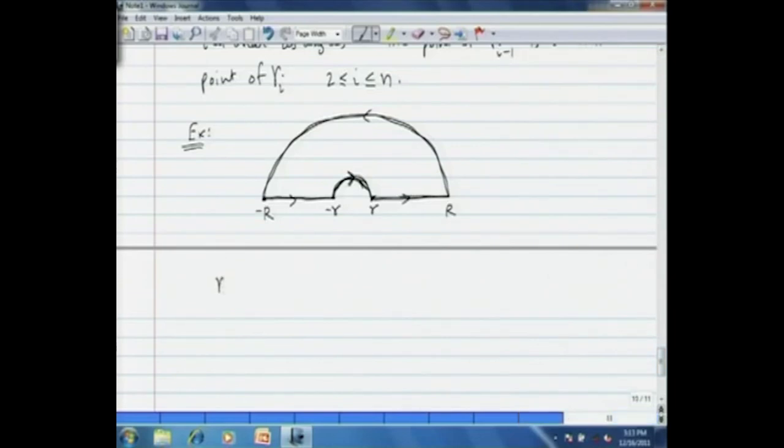So, gamma 1 of t, I will start here from little r and go until capital R. Gamma 1 of t, I can write this as r times 1 minus t plus R t. This is a linear equation where t goes from 0 to 1, and that describes a straight line, of course. And then gamma 2 of t is now this semicircle in the anticlockwise direction.